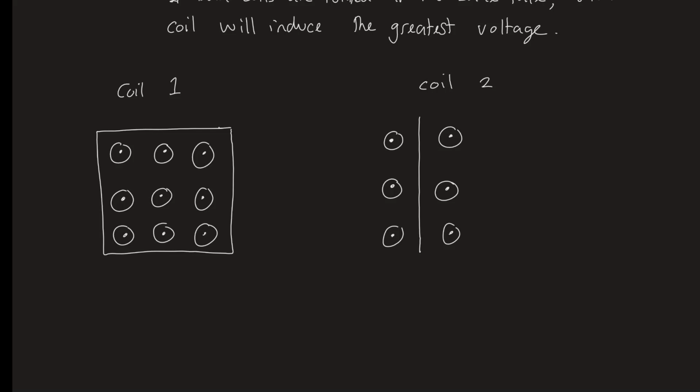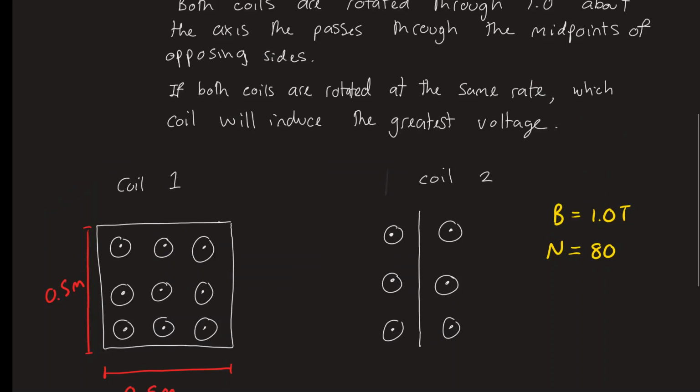Field strength in both cases, B equals 1.0 Teslas. We know that each has 80 turns, so N equals 80. The width, so we'll put a dimension onto coil 1, 50 centimeters, 0.5 meters. The height's the same, these are square coils.